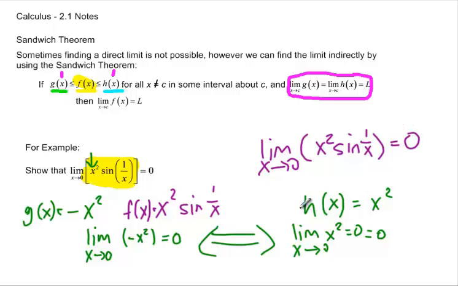I'll give you a chance to graph this on your own. When you graph both of these functions, negative x squared and positive x squared, and x squared sine 1 over x, you'll see that the trig graph bounces back and forth between the two x squareds, therefore giving us that sandwich.